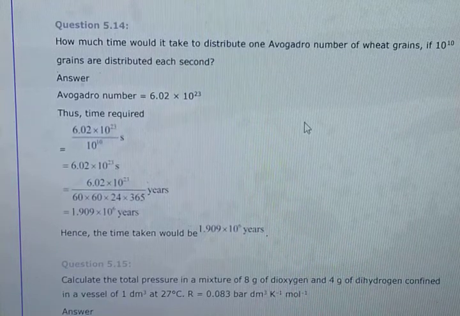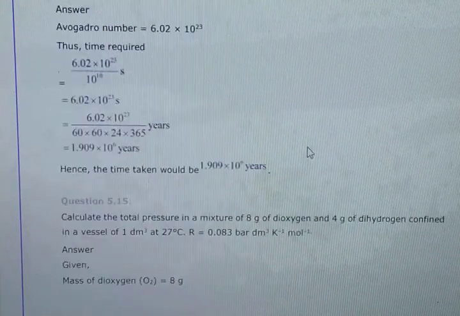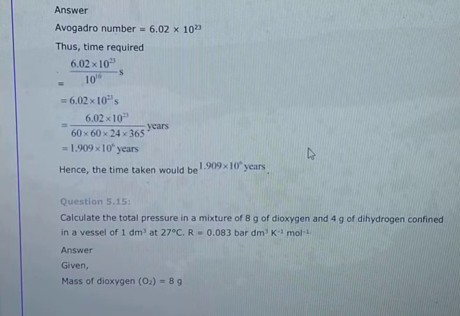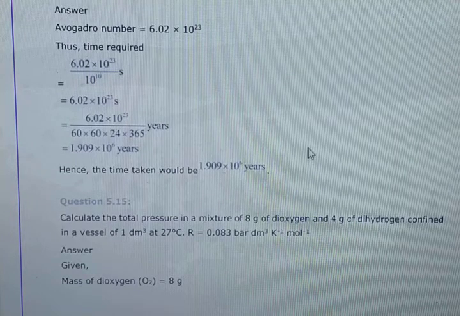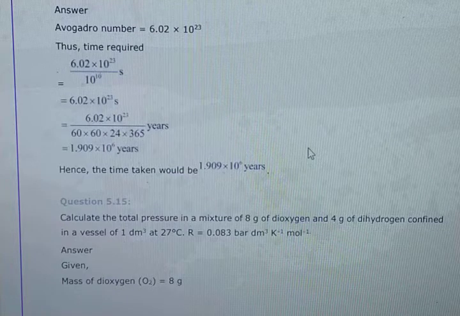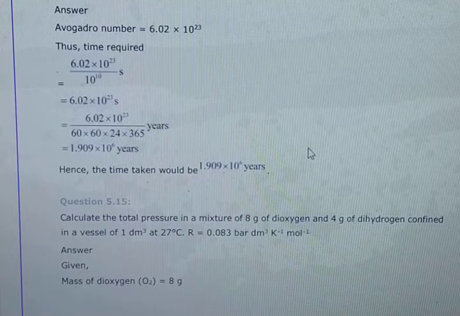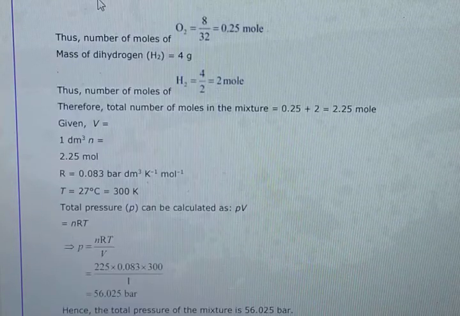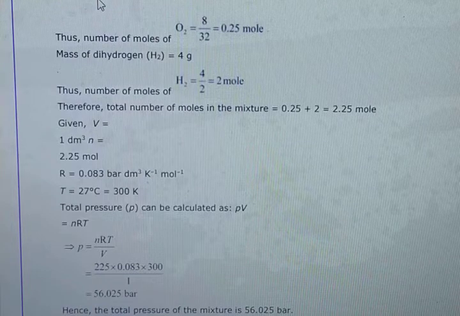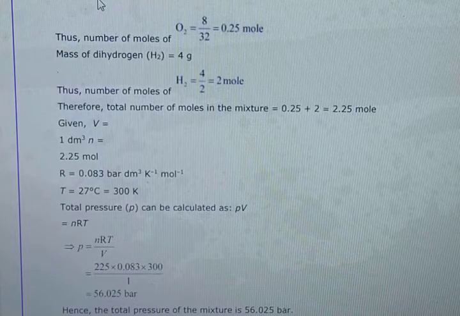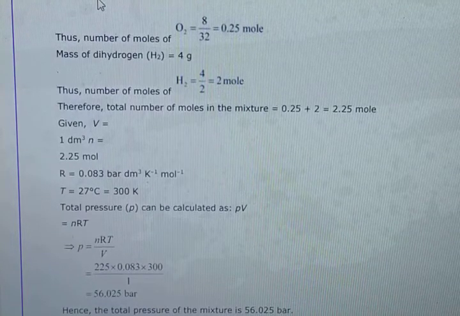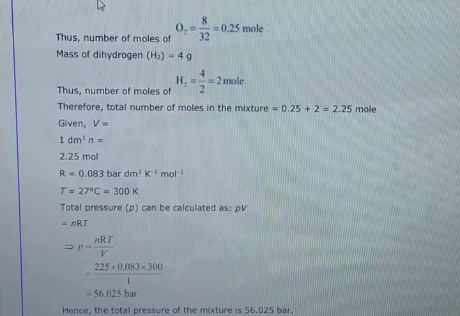Now we are moving towards question number 15. Calculate the total pressure in a mixture of 8 gram of dioxygen and 4 gram of dihydrogen confined in a vessel of 1 decimeter cube at 27 degrees Celsius. R is equal to 0.083 bar decimeter cube per Kelvin per mole. So the mass of the oxygen is equal to 8 gram. Number of moles of oxygen is 8 upon 32, that is 0.25 mole. Mass of dihydrogen is 4 gram. Number of moles is 4 upon 2, that is 2 mole. Therefore the total number of moles in the mixture is 0.25 plus 2, that is equal to 2.25 mole.